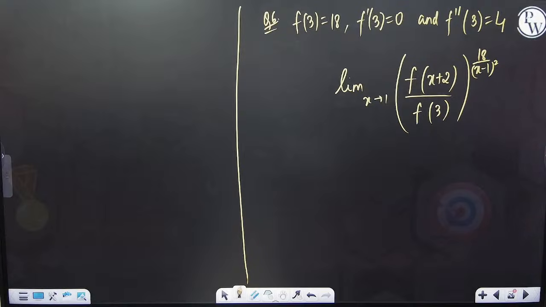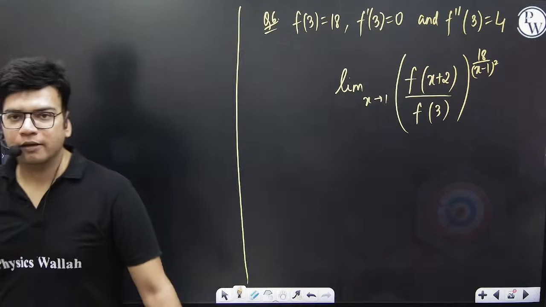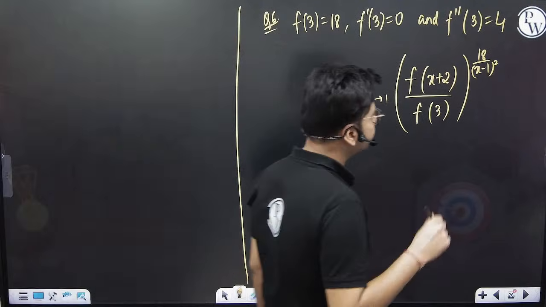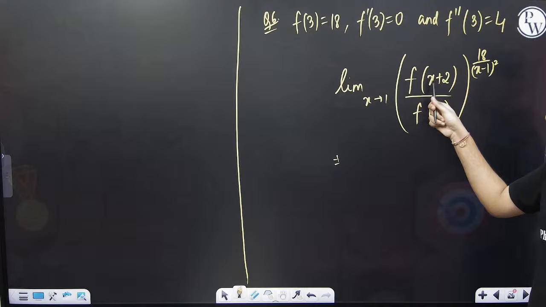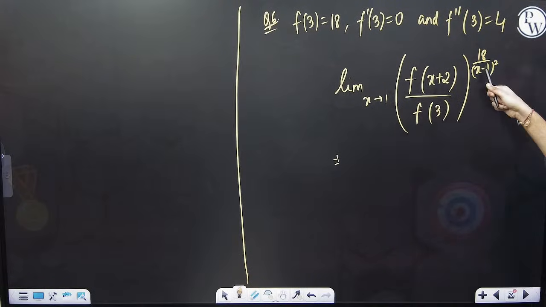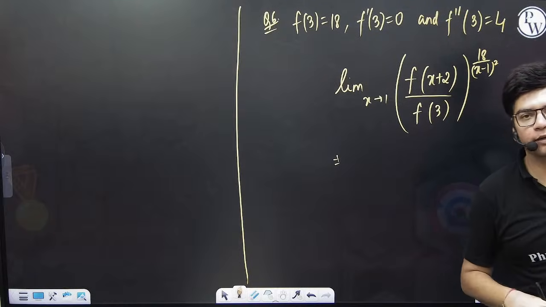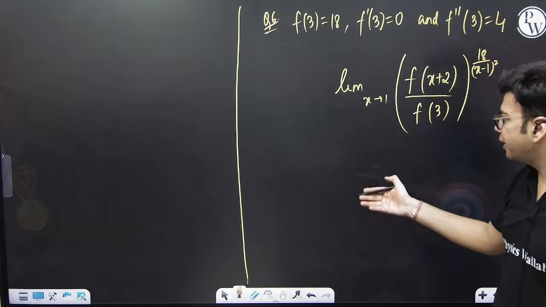So let's calculate first and foremost. In every question of limit, your objective should be to find which indeterminate form is there. So if I substitute x equal to 1, I'll get f of 3 upon f of 3, so 1. And if I substitute 1 here, 18 upon 0, so this is the 1 to the power infinity indeterminate form. How to solve the 1 to the power infinity indeterminate form?